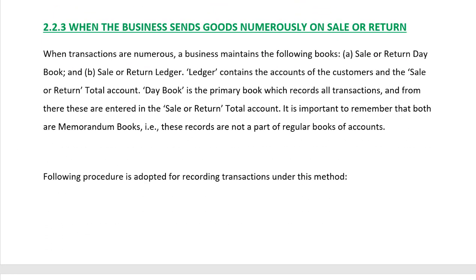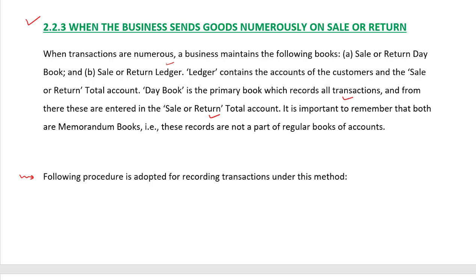Let's continue with the last concept of the chapter, and that is when the business sends goods numerously on sale or return basis. When transactions are numerous, a business maintains the following books: sale or return day book and sale or return ledger. Ledger contains the account of customers and the sale or return total account. Day book is a primary book which records all the transactions, and from there these are entered in the sale or return total account. It is important to remember that both are memorandum books. These records are not a part of regular books of accounts.